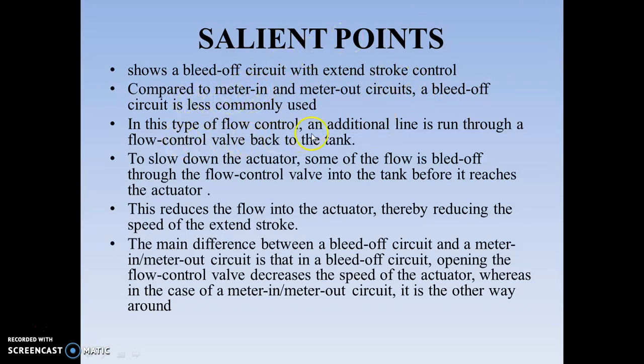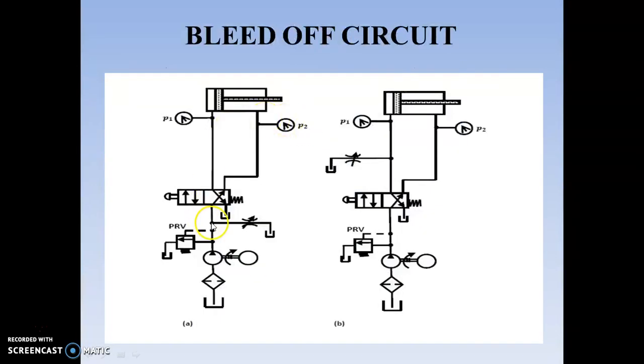Now in this type of flow control, an additional line is run through a flow control valve back to the tank, which I have already shown you while explaining the circuit diagram. That means you can see the additional line is drained off through a flow control valve back to the tank. There is the reservoir of the tank, and this is the additional line, and here is the flow control valve.